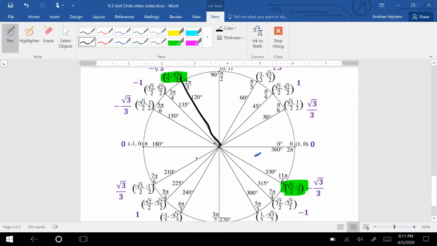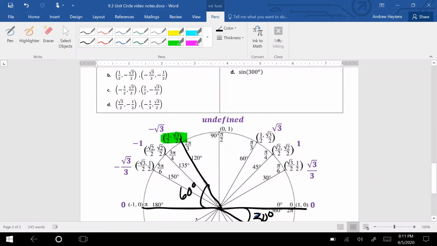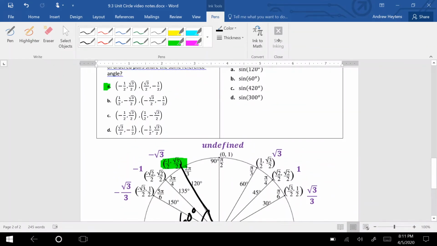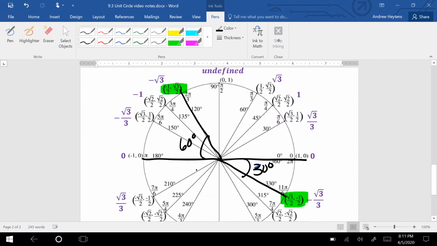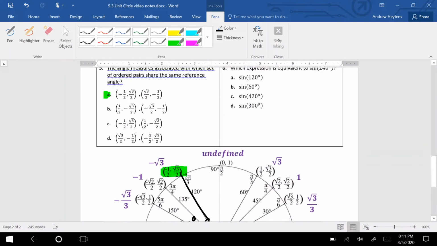So here's my first coordinate. Here's my x-axis. This is 60 degrees. Here's my second ordered pair. Here's my x-axis. This is 30 degrees. Those do not have the same reference angle. Okay, then I'd have to go try B. 1/2, negative square root of 3 over 2. And negative square root of 3 over 2, negative 1/2. That's not going to be right.